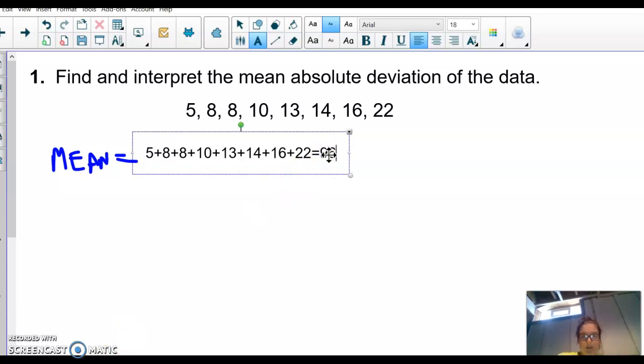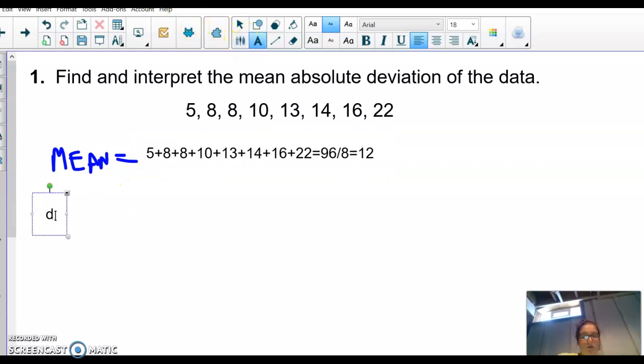Then divide by how many there are. There are 1, 2, 3, 4, 5, 6, 7, 8. So there's 8. So 96 divided by 8, and we got 12. So your average of these numbers is 12. And then your next step is to take the differences.